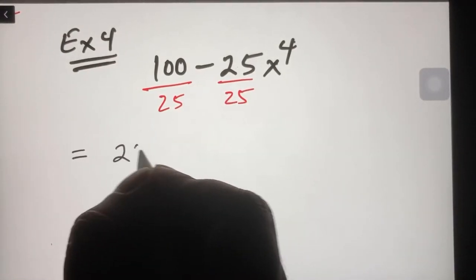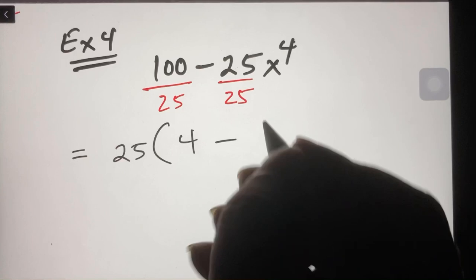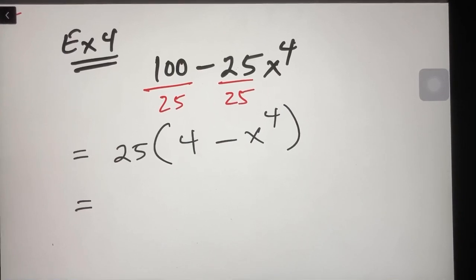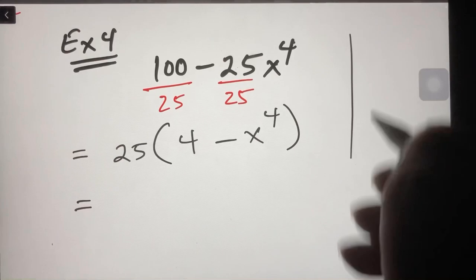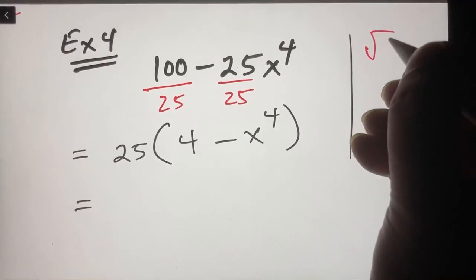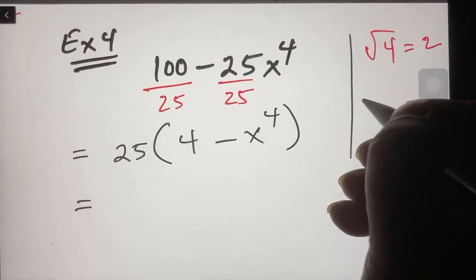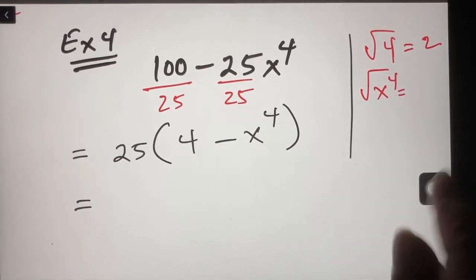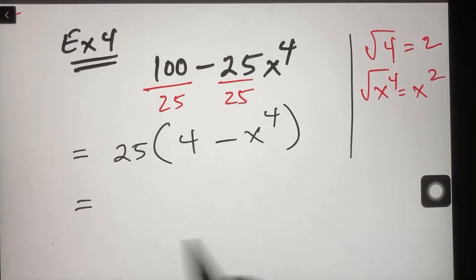So I am just going to factor out 25. That's going to give me 4 minus x square. All right, so now obviously the question is, are we done? Can we simplify this a little bit more? So what do you think? The answer is yes, we can simplify this a little bit more. So think of it this way. Square root of 4 is equal to 2, and the square root of x raised to the power 4 is just x raised to the power 2, so we can.